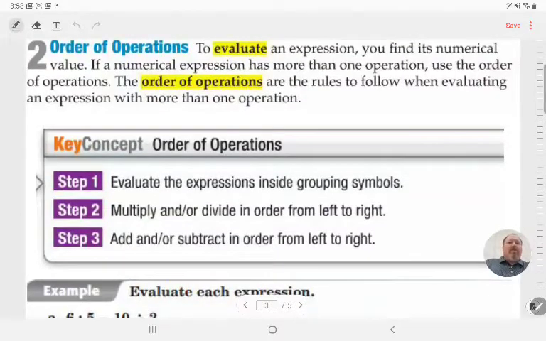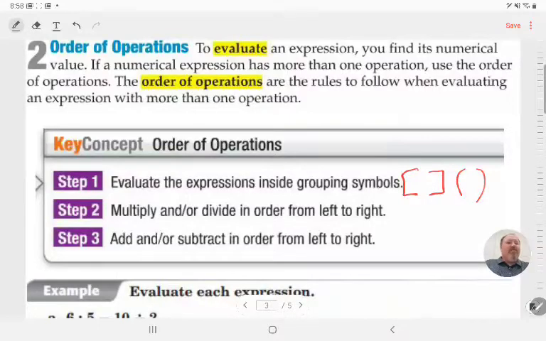Now we're going to talk about the order of operations. So to evaluate an expression, you find its numerical value. If a numerical expression has more than one operation, you use the order of operations. The order of operations are the rules to follow when evaluating an expression with more than one operation. So there are steps that you can follow. So step 1, you're going to want to evaluate the expression inside grouping symbols. So that would be things like brackets and parentheses.